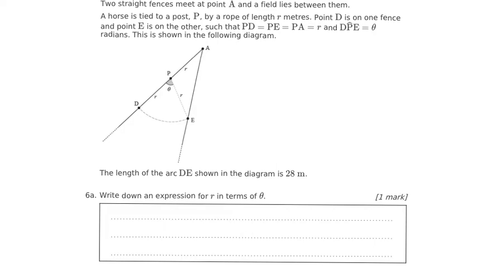6a, write down an expression for r in terms of theta. Well, we know that arc length is equal to r theta. Therefore, 28 is equal to r theta. Therefore, r is equal to 28 over theta.